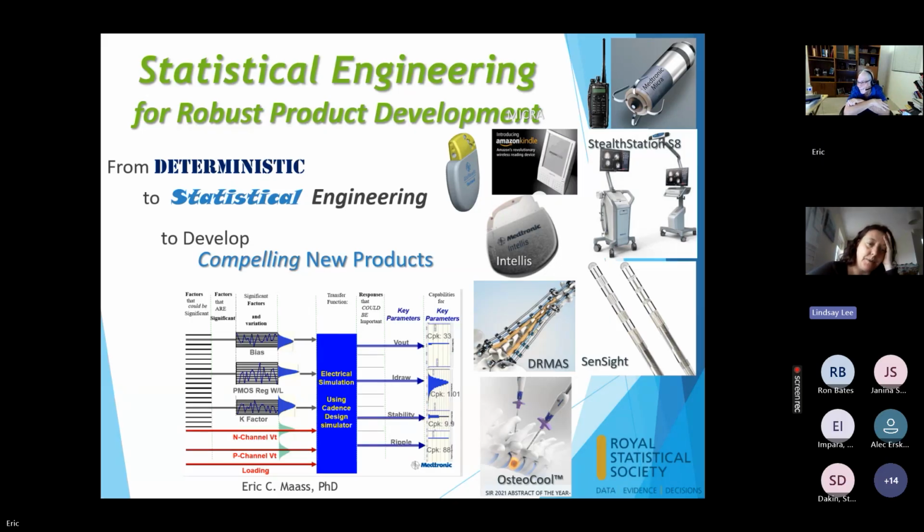I had a question about the optimization part. How were they doing that? Were they using the numbers or their own experience?